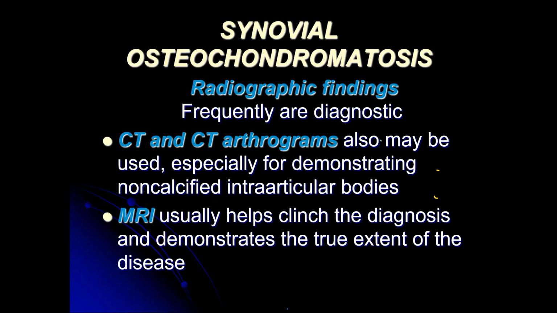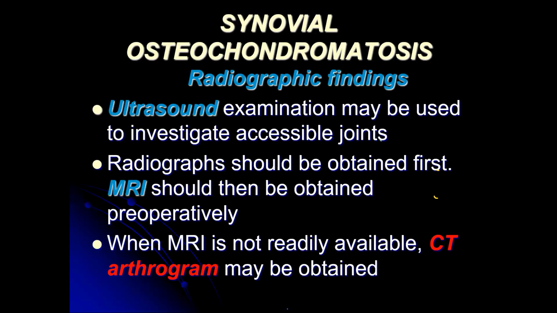So you have to demonstrate the lesion. You can demonstrate that by CT arthrograms, and even MRI helps clinch the diagnosis. Ultrasound also helps. Radiographs should be obtained first, followed by MRI. If MRI is not readily available, you do a CT. These are the radiographs and CT images.